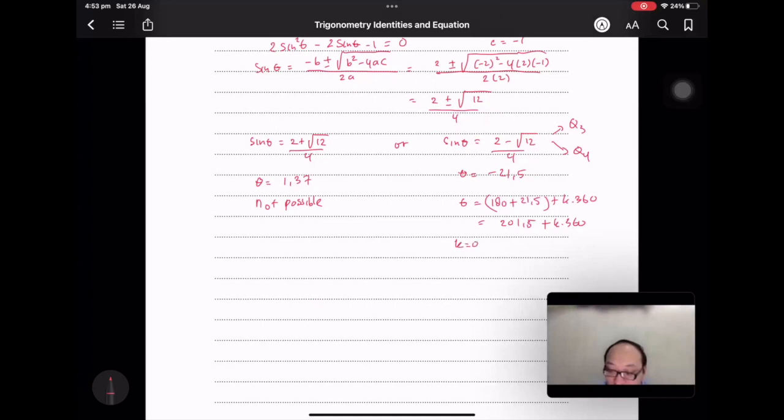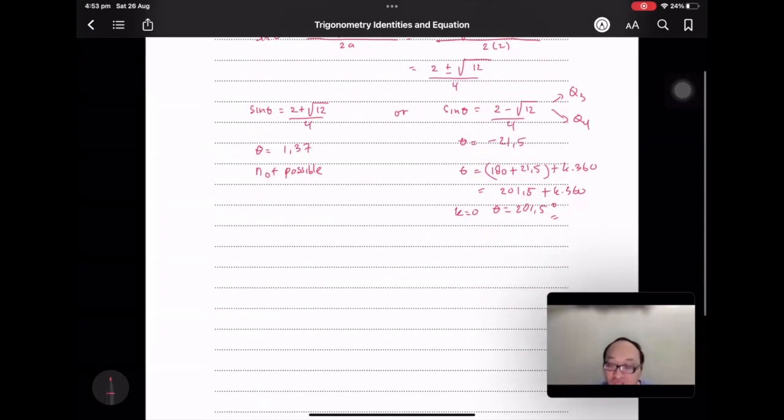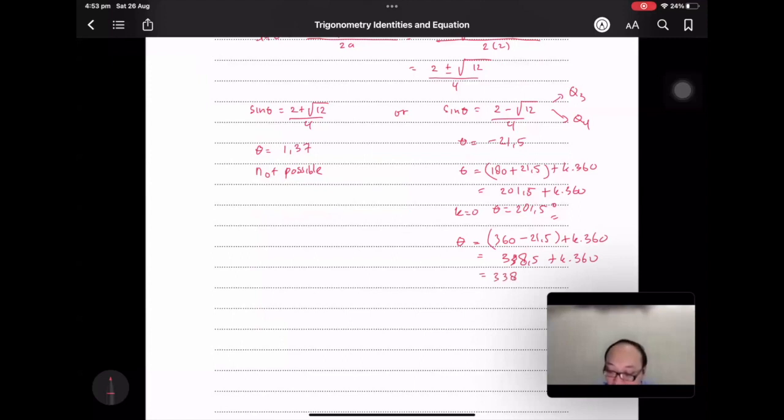For k equals 0, the theta is 201.5 degree. Yeah, we cannot put any other values for k because it will exceed the region. And the second answer in the fourth quadrant will be 360 minus 21.5. So equals 338.5 plus k times 360. So equals 338.5, so k equals 0. So there are two answers.